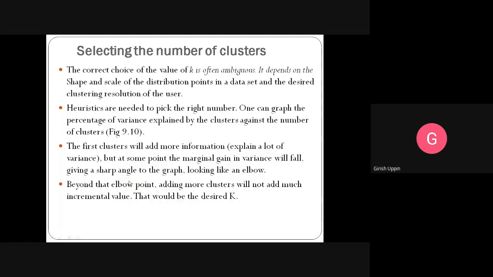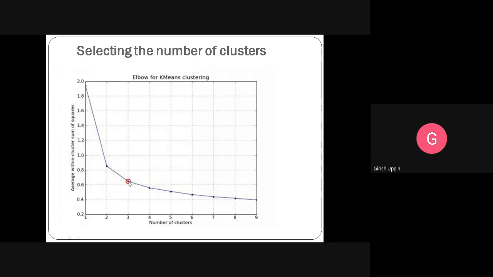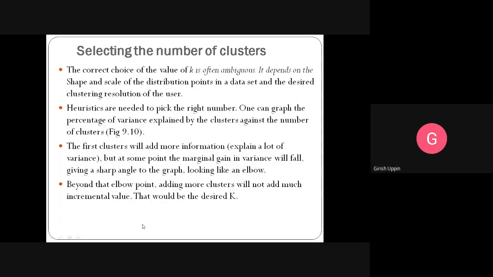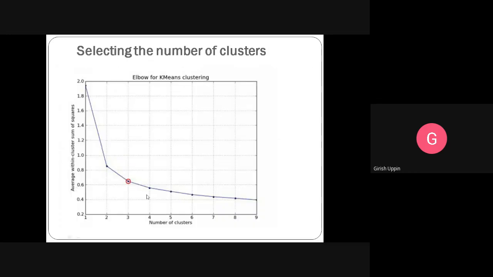So this is another way of having that. The first clusters will add more information and explain a lot of variance, but at some point the marginal gain in variance will fall, giving a sharp angle to the graph looking like an elbow. So you can see this as an elbow. This particular elbow value can be selected as the number of clusters. Beyond that elbow point, adding more clusters will not add much incremental value. So that would be the desired k. So here it will not add much value by increasing the number of clusters. So this elbow is the best value to be chosen for the number of clusters.